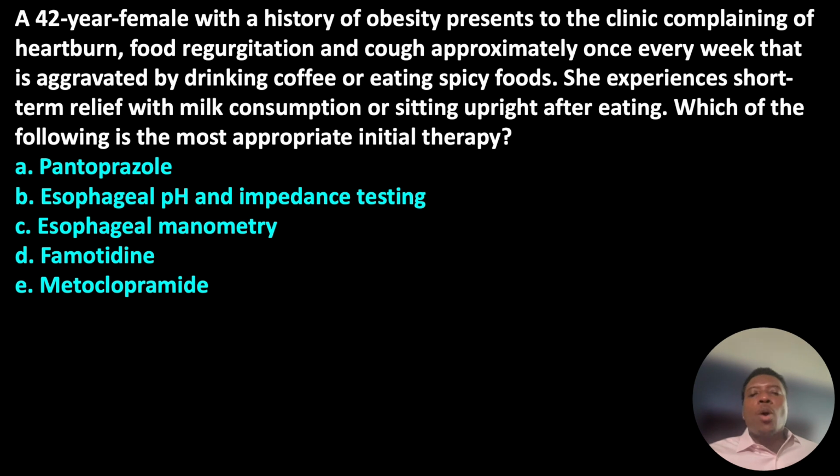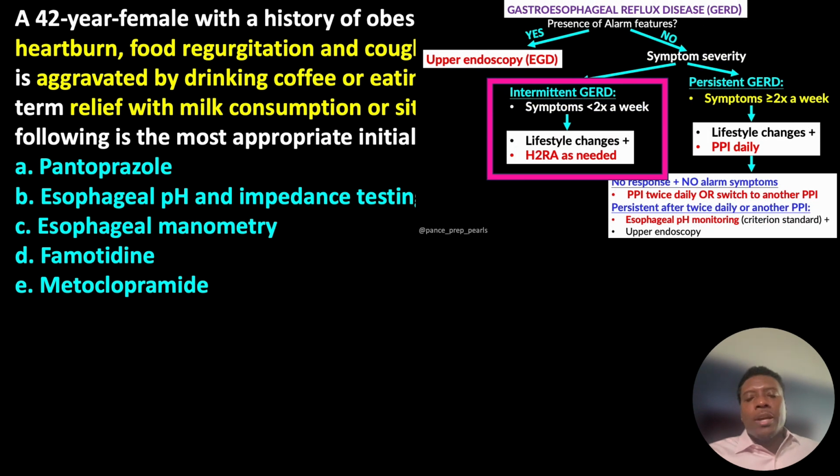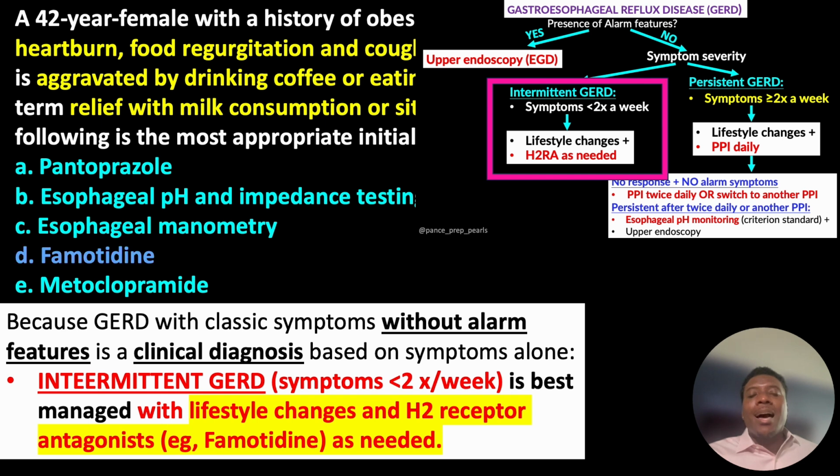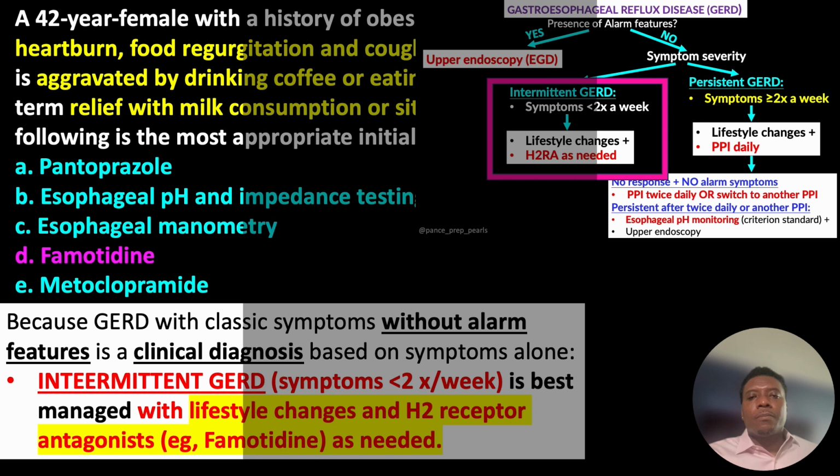So what is the most appropriate initial therapy for this patient? You have a patient that presents with symptoms of classic GERD, and it's once every week, and there are no alarm symptoms. So in this case, we have classic intermittent GERD. If you have classic intermittent GERD without alarm symptoms, we do lifestyle changes plus an H2 blocker as needed, such as famotidine.